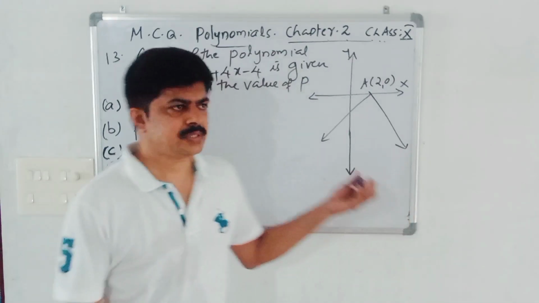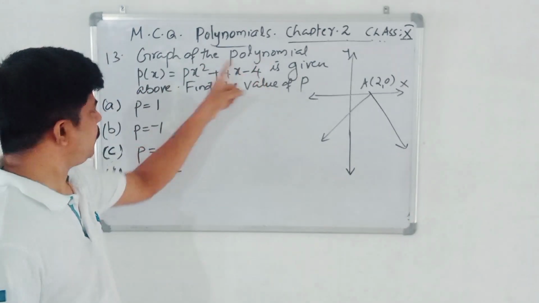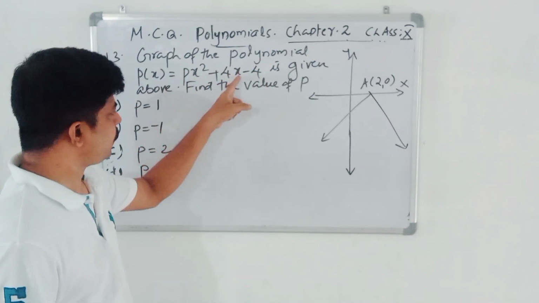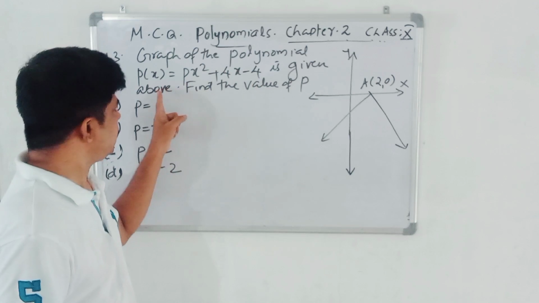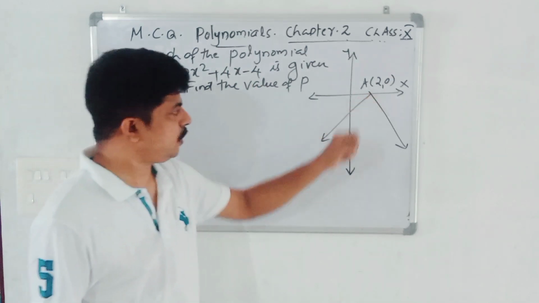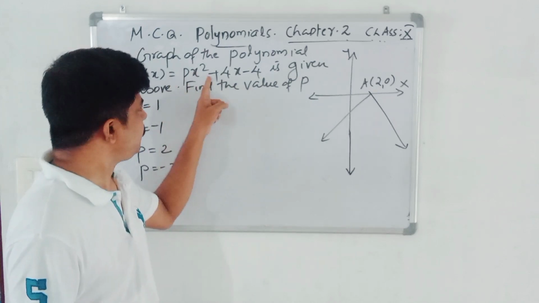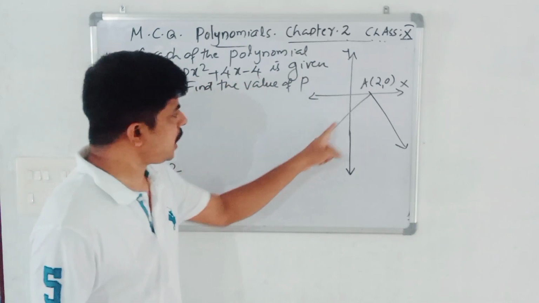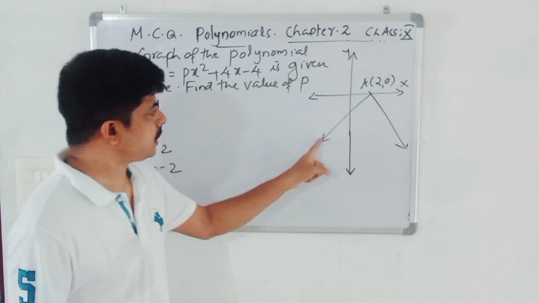Moving to the next question. The graph of the polynomial p of x equal to px square plus 4x minus 4 is given. Find the value of p. This is the graph of p of x.